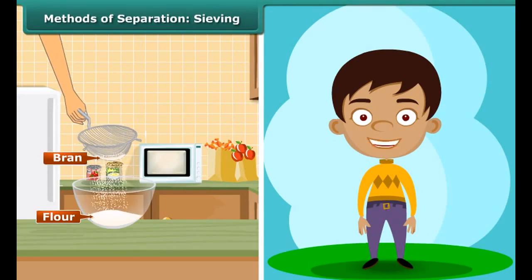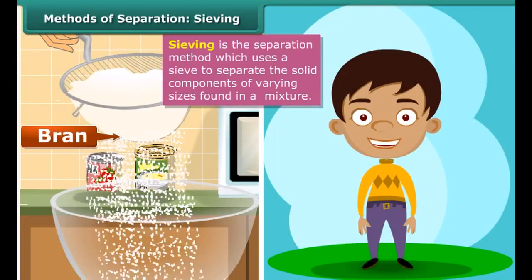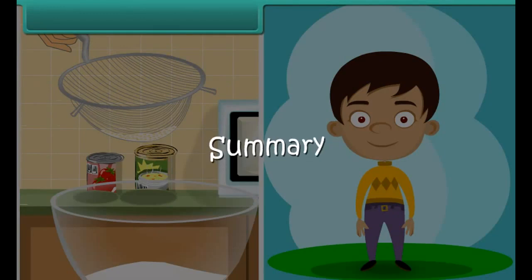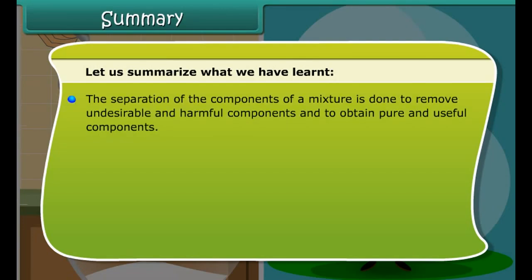is known as winnowing. Children, have you seen how your mother removes bran and other impurities from flour? They separate the coarse bran from the fine flour with the help of a sieve. This technique of using a sieve to separate the solid components of different sizes in a mixture is known as sieving. In this method, the mixture is placed on the sieve and shaken. The smaller particles pass through the holes of the sieve to the container placed below and are thus separated from the bigger particles that are retained in the sieve.